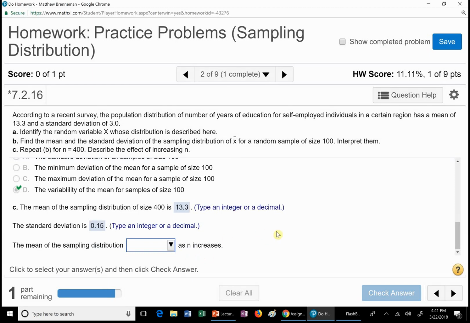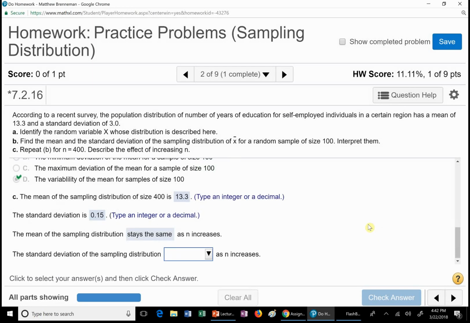So what happens to the mean of the sampling distribution as the sample size increases? As the sample size increases, the mean of the distribution of X bar should be smaller, right? It stays the same. That's what we were just saying. So the mean of the sampling distribution is totally unaffected by the sample size. All right, good. What about the standard deviation of the sampling distribution? It's going to be decreasing. As the sample size increases, the standard deviation of X bar decreases. Good.